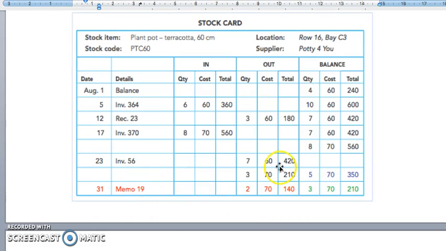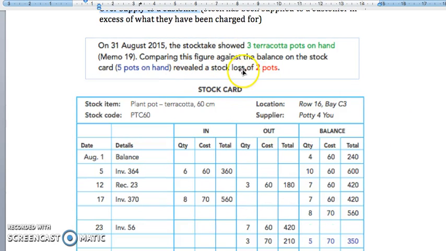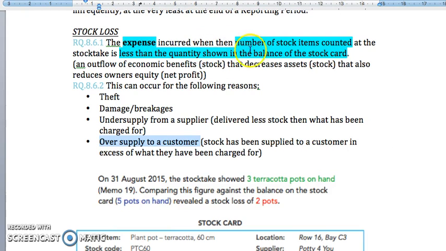However, when we actually did the stock take, we realized that there were only 3 units of stock on hand. Therefore, as it says up in here, revealed a stock loss. So if we go back up to the definition of stock loss, the expense, the number of stock items counted, 3, is less than the quantity shown on the balance of the stock card. The stock card was 5, so the number counted was less than what's on the stock card. Therefore, we have a stock loss of 2.